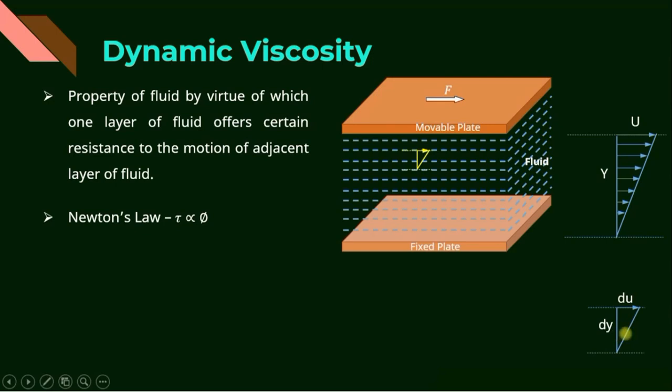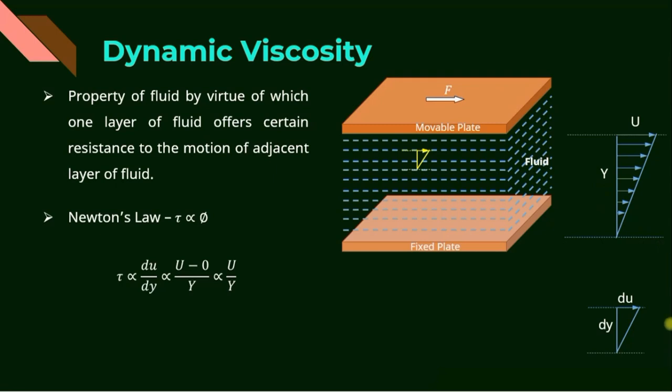The angle phi is equal to du by dy. That is, tan phi is equal to du by dy. If the angle phi is small, we can write phi is equal to du by dy. So we can write tau is directly proportional to du upon dy, which is directly proportional to u minus 0 divided by y, where u is the velocity of the fluid particles that adhere to the movable plate, and the velocity of the fluid particles adhering to the fixed plate is 0. And the distance between these two is y.